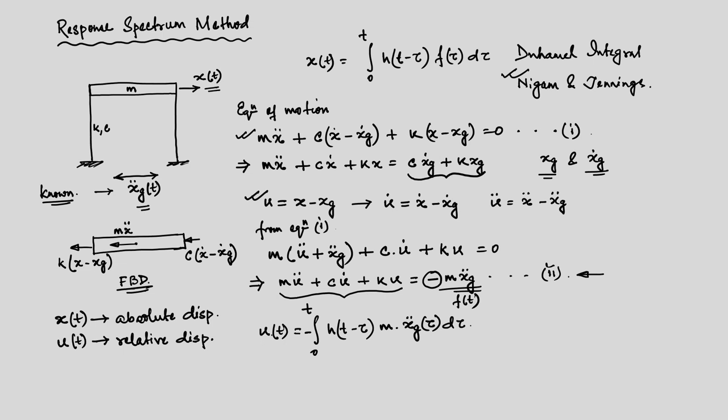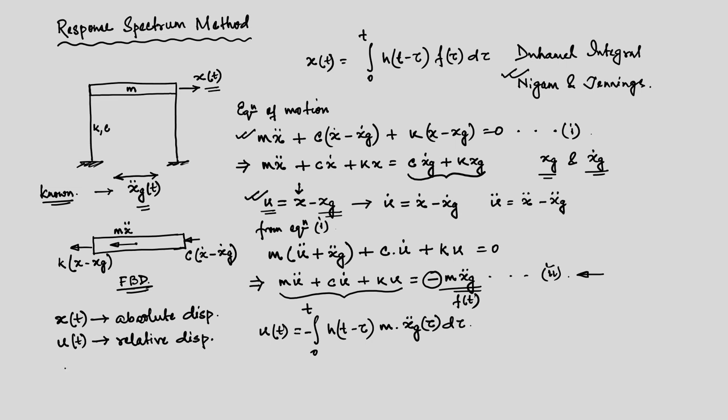Obviously, if we want to find out the absolute deformation, then again we need to know this ground displacement, and together we can actually work out this absolute deformation, because we already know u of t. So, if you know xg of t, then we can find out this absolute deformation. Now, before we move further, let us again look at this expression we have in this equation.